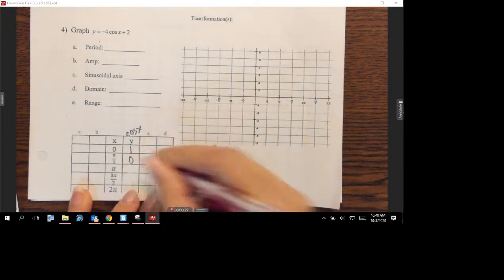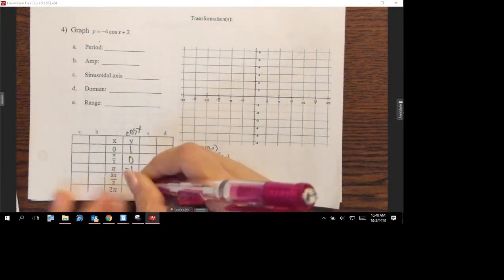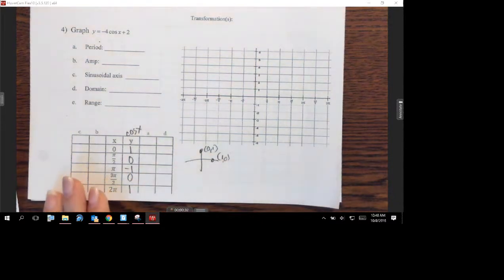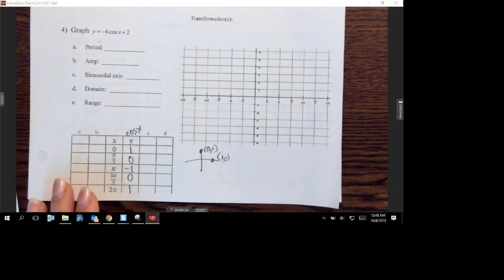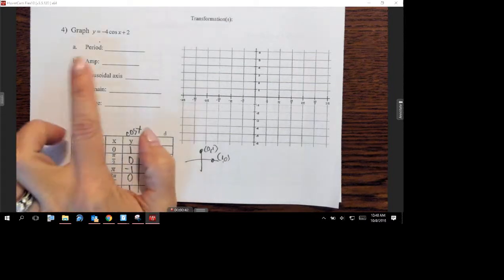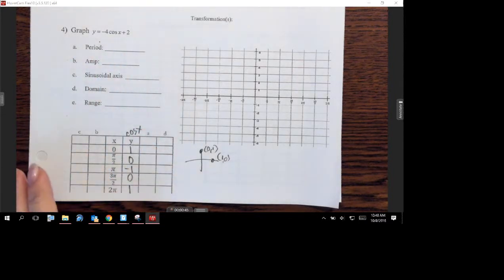At pi over 2 is 0. And then it continues this alternating with 1s and 0s and negative 1s. You can draw the picture if you forget what these are. Then we're going to look at our transformations, so we have to remember what we did in chapter 1.